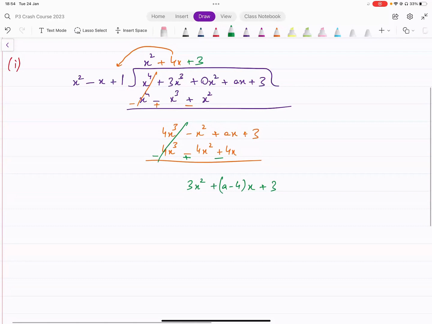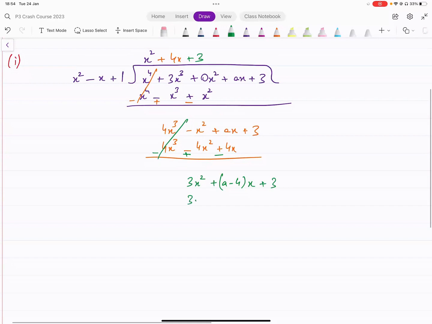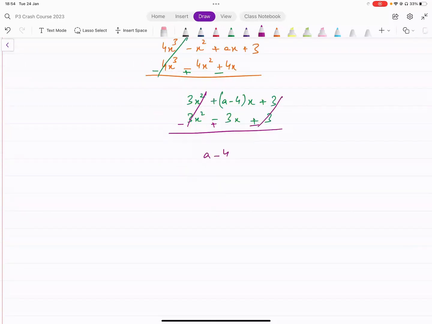That gives you 3x squared minus 3x, and we change the signs. So it becomes minus, plus, minus. This gets cancelled. What do we get from here? 3 and minus 3 also get cancelled. a minus 4 plus 3, which is actually a minus 1, whole times x. This is what the remainder is turning out to be.